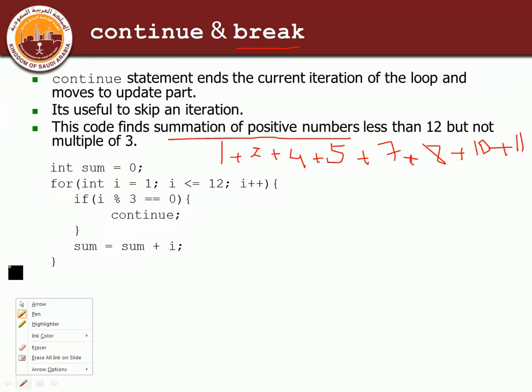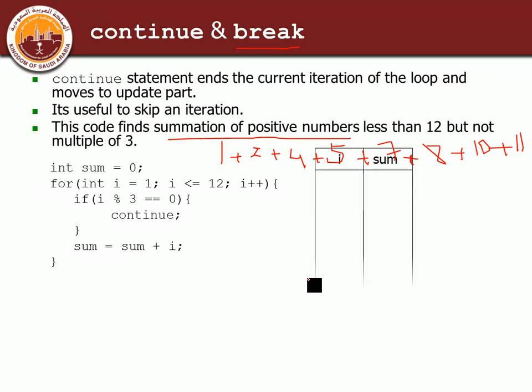So let's have a look at this. Okay, let me leave it there. Sum is 0, add 0 to it, and then i is 1. I have something like this. So I put 1 in i, and then I'm asking, is i less than or equal to 12? Yes. I get inside. Is i mod 3 equal to 0? No. So I'm not going inside. Just go here and do the summation. Sum is equal to 0 plus 1. That's 1.